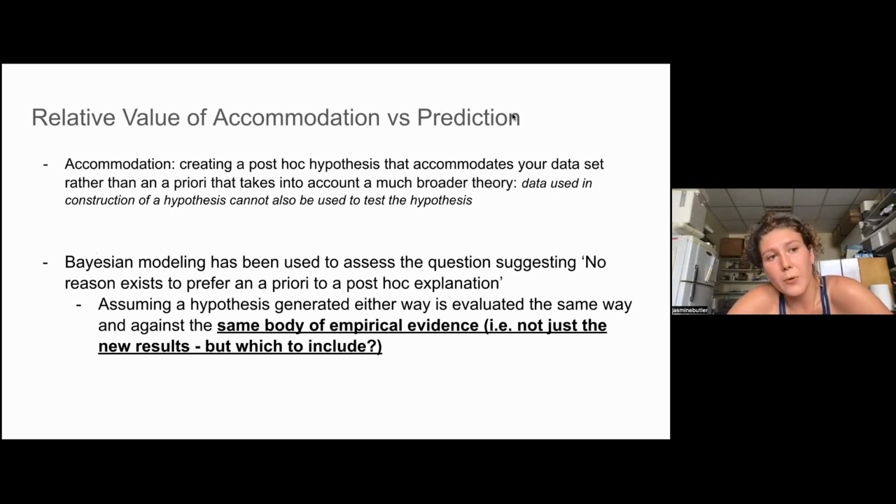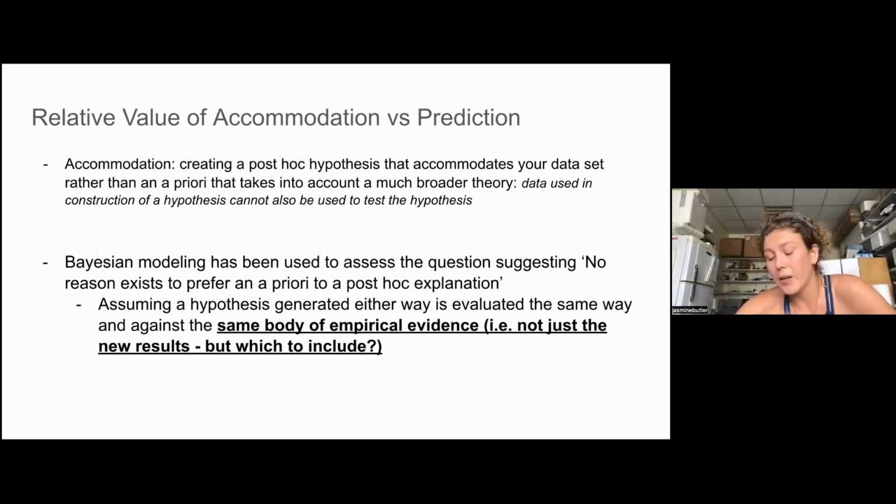Okay, so the last point I'll talk about before I go into how this is affecting the theory within science is the relative value of accommodation versus prediction. So accommodation would be when you have built a hypothesis to accommodate your data. Fair enough. And I would expect that your data should fit very well within that hypothesis. And ergo, it's not going to be the right data set to test whether this is or is not an accurate hypothesis. Pretty straightforward stuff.